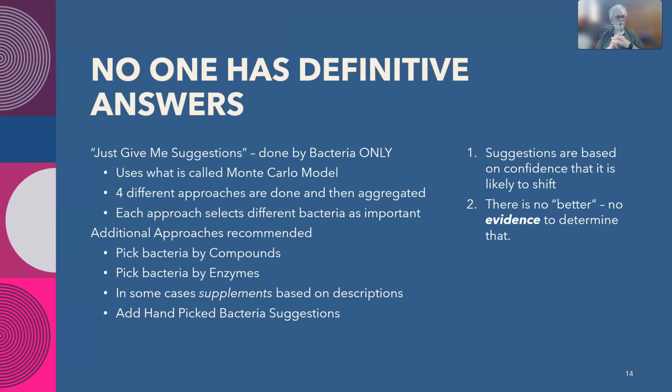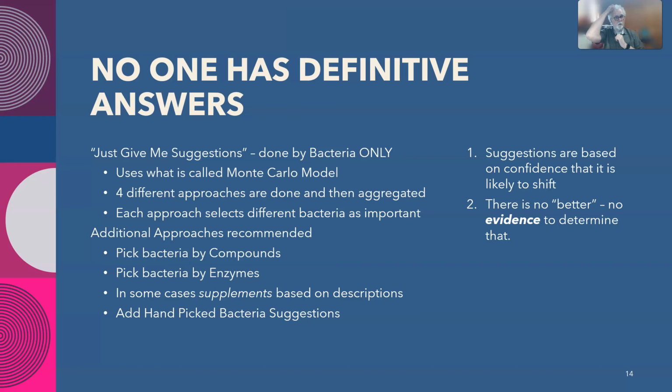An additional approach suggested is to pick your bacteria by compound, by enzymes, and you aggregate it all together and add it to the consensus, which will help give a better result. Ideally, with the consensus, if you have done 5 different ways of getting consensus, you want the one where everybody agrees. That is your highest probability.